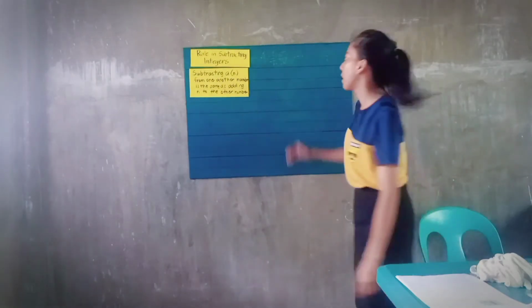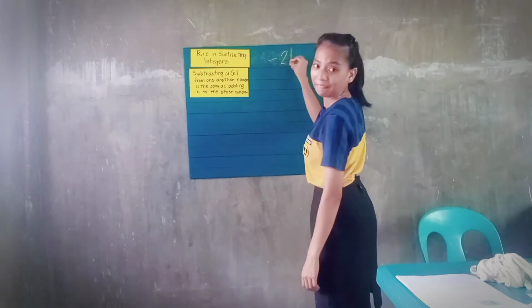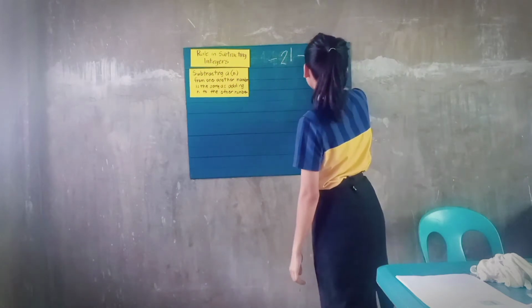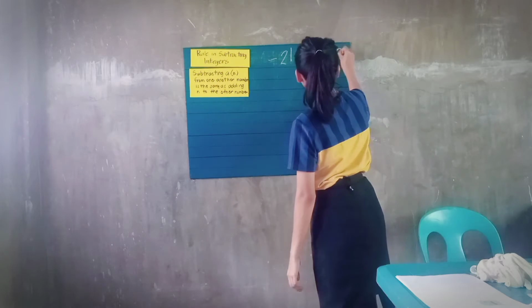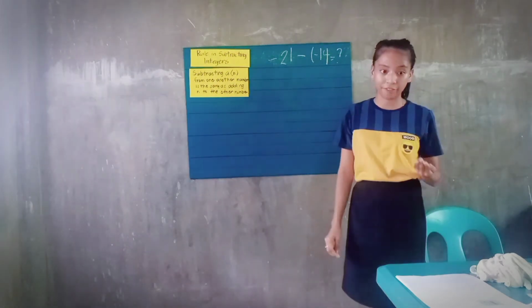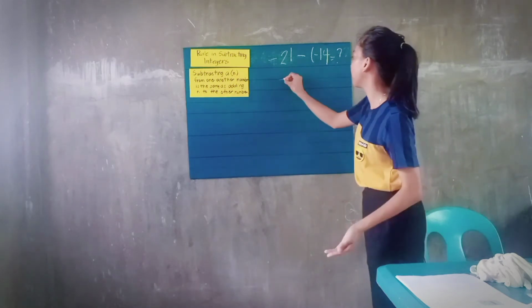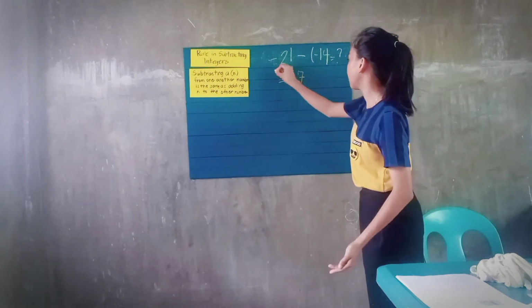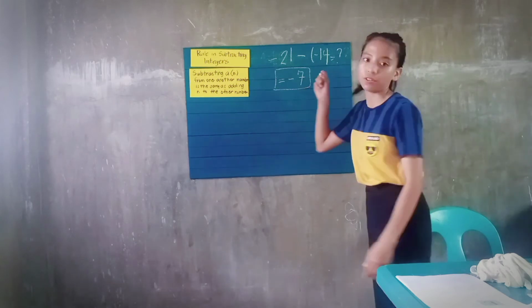Okay. Another example. Negative 21 minus negative 14. What will be the answer? Okay, very good. Negative 7. Negative 7 will be the answer.